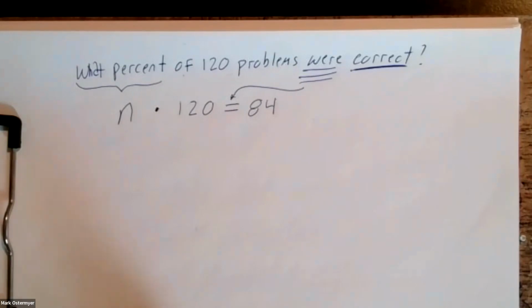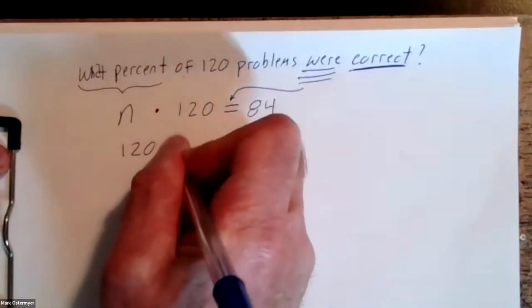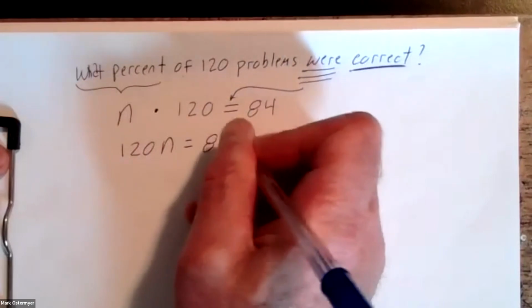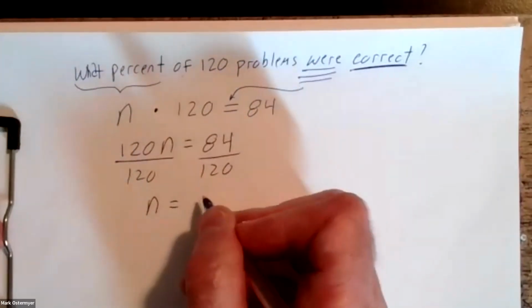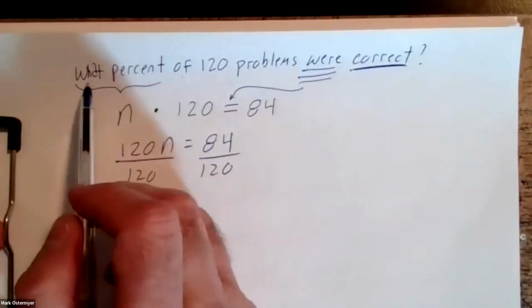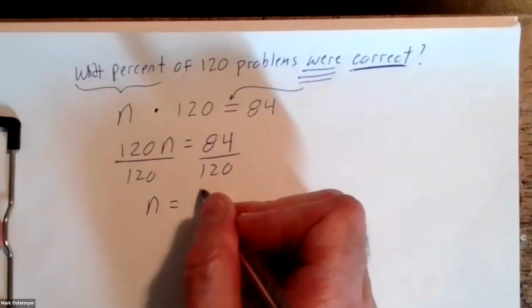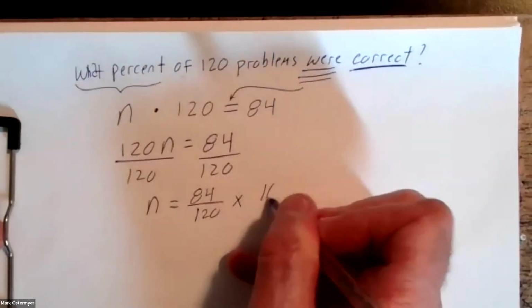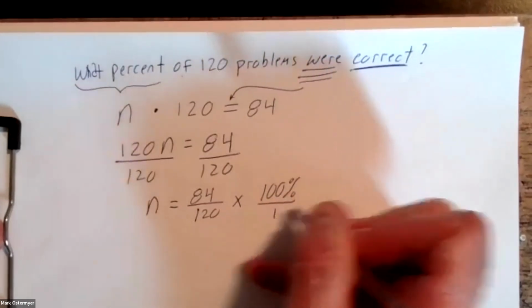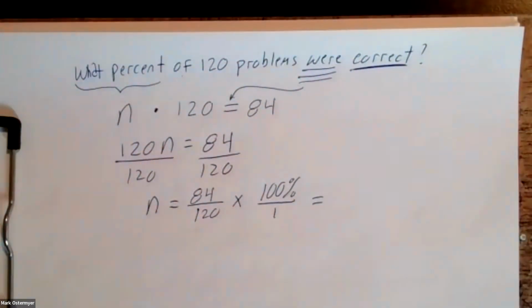So now we just have to solve this equation for n. It's 120n equals 84. What do we divide both sides by? 120. Now notice we're missing a percent. That's what they're asking us to find, so we want to convert this fraction into a percent. It's easy to do. Multiply it by 100%, and you can even do that on your calculator. What's 84 over 120 times 100%? Tell me what that would be as a percent.